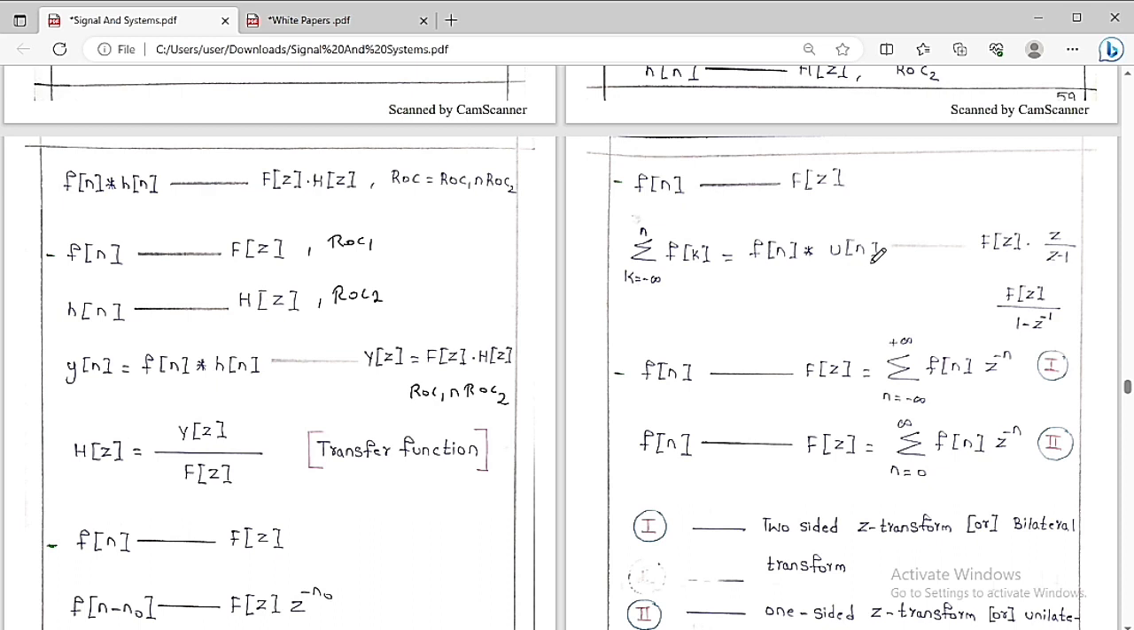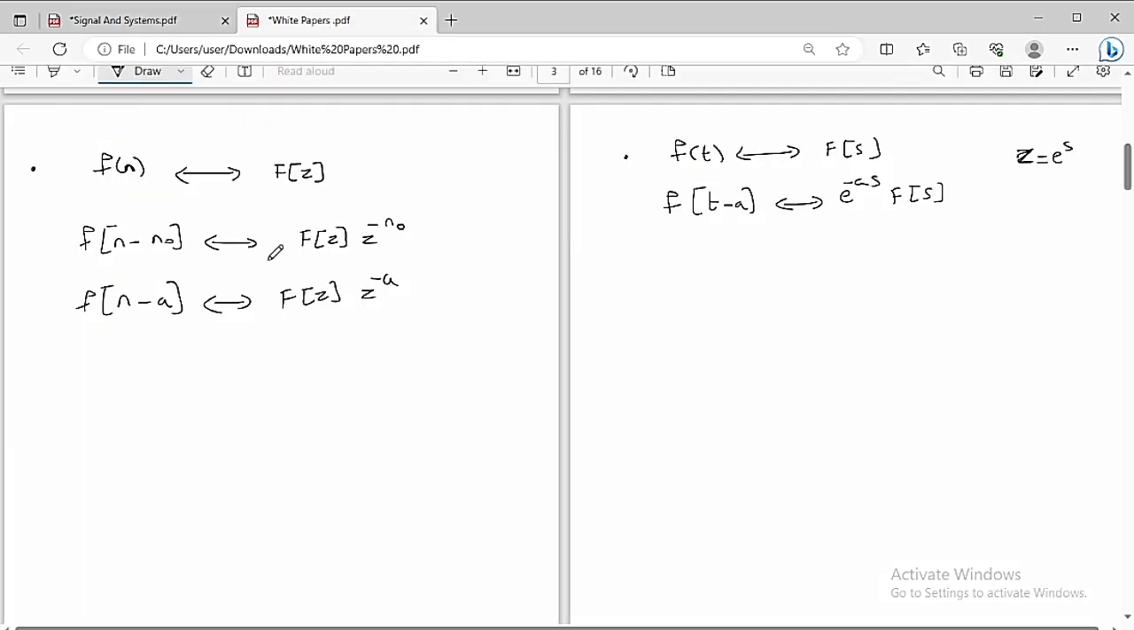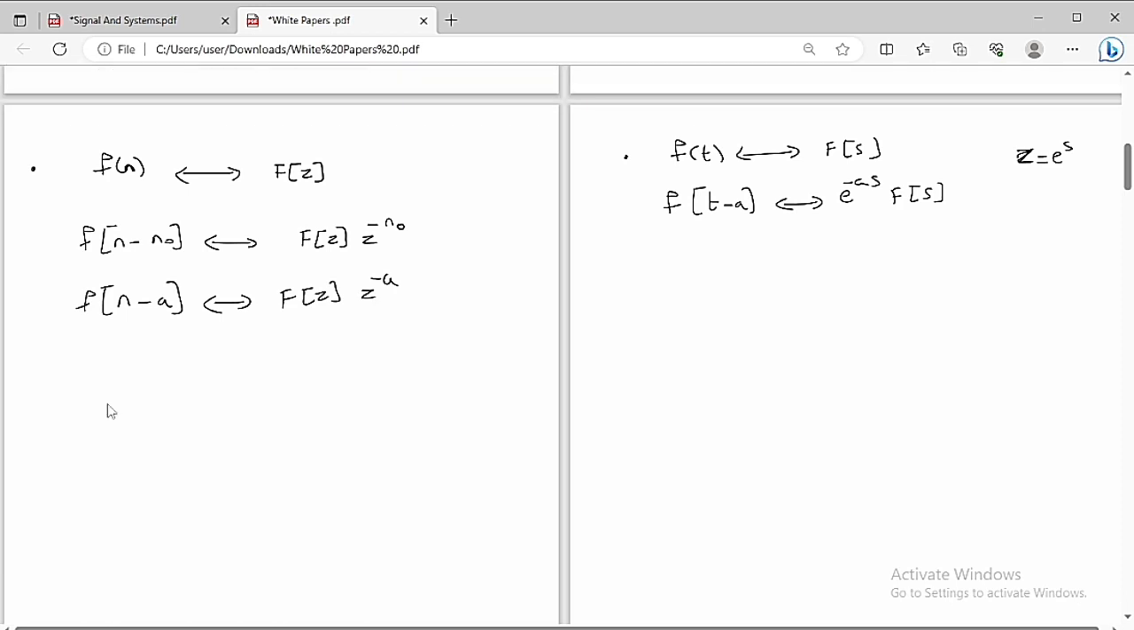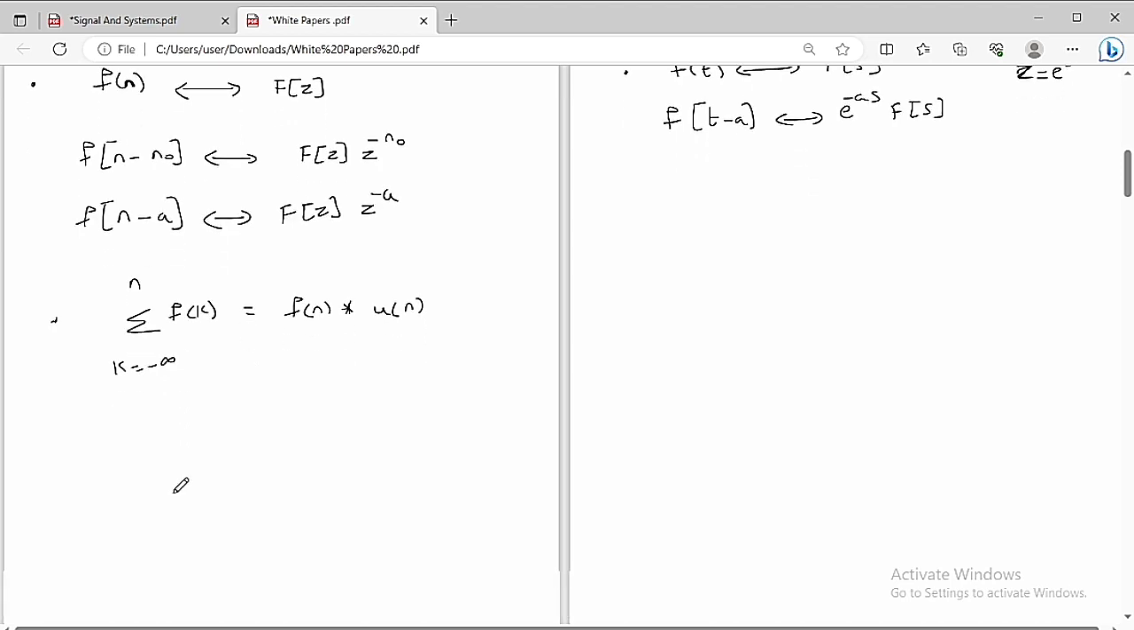If you ask me how it is like this, I can prove it. Let me prove it for you. In case you have a doubt, give me a second. What I have told you is that the summation over k from minus m to n of f of k is equal to f of n convolution u of n. Why is it like this? Let me tell you. Look at f of n convolution u of n.